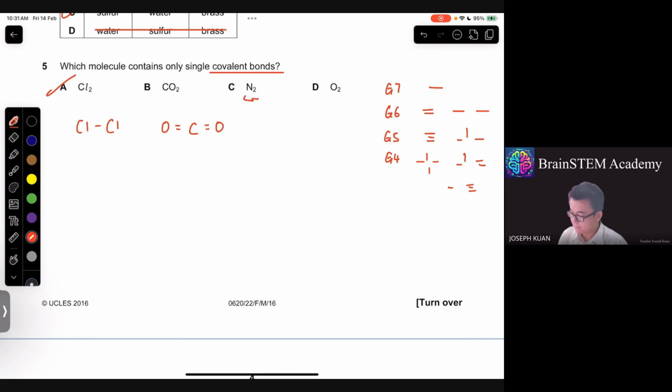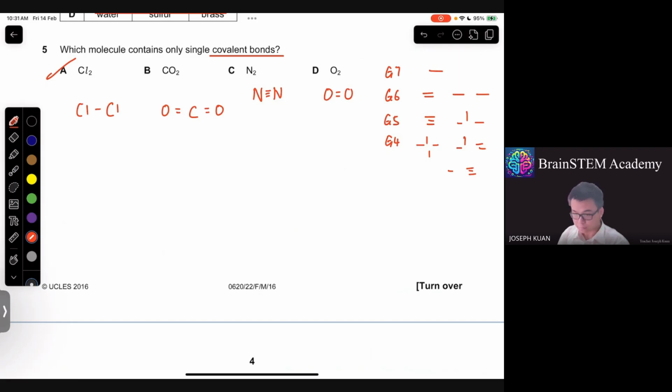Nitrogen is a group 5 element, so it will form a triple covalent bond with the other atom. And oxygen is group 6, so it forms a double covalent bond with another oxygen atom.